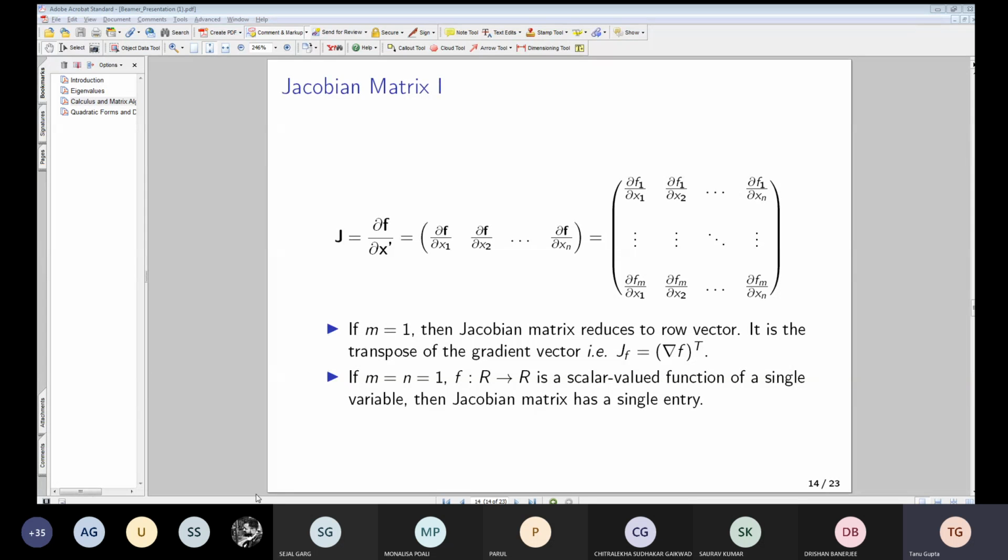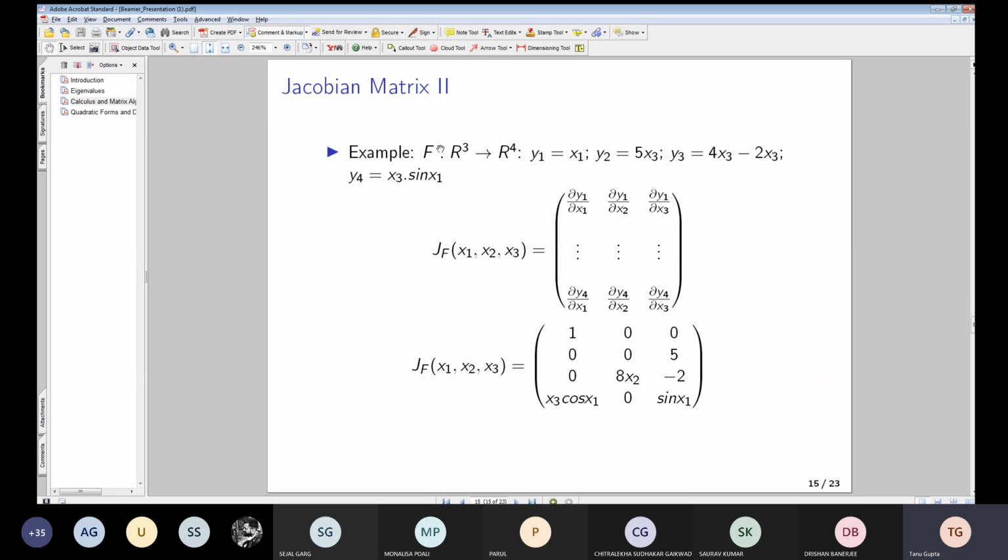Where I was. Okay, so I hope it is clear what a Jacobian matrix is. A Jacobian matrix is nothing but a matrix of first order partial derivatives of the vector valued function, and this is how we stack a Jacobian matrix. Okay, so let's see an example of it.